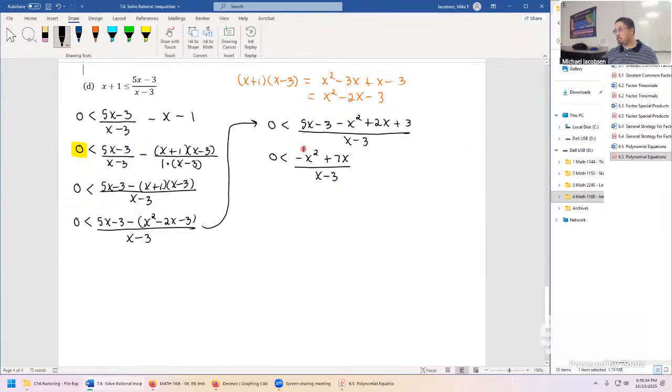Another thing you can also do as well is you could factor out a negative x from this numerator. So if I factor out the negative x, that leaves behind positive x minus 7 over x minus 3. I'm flipping this around. It has to point towards the rational expression, open towards the rational expression. So we have greater than 0.